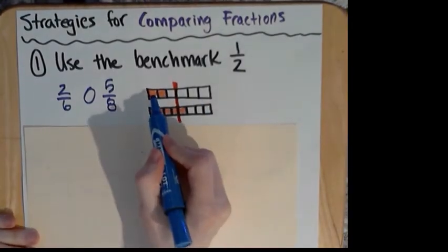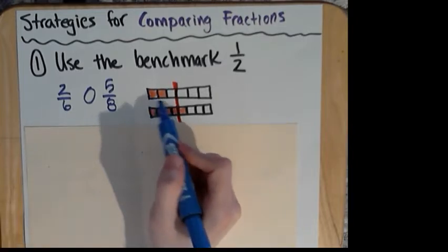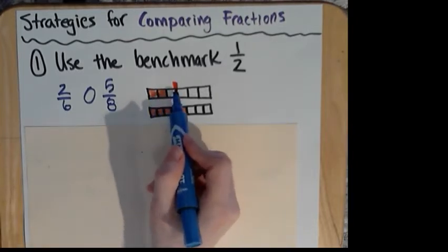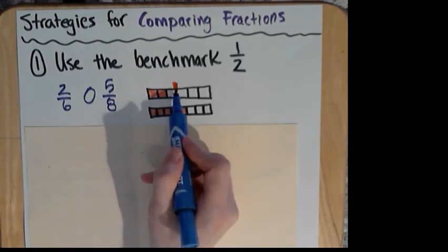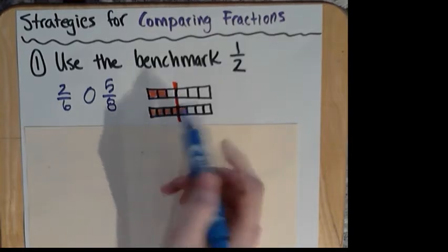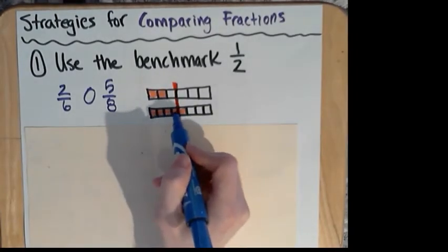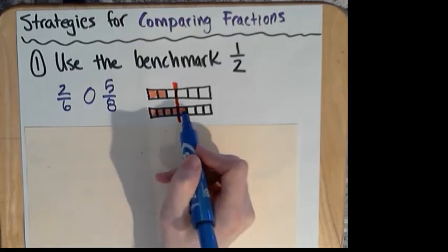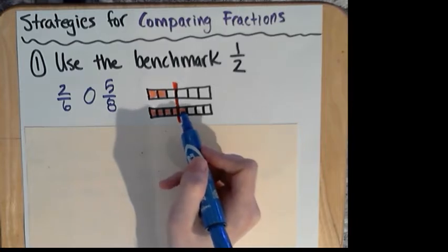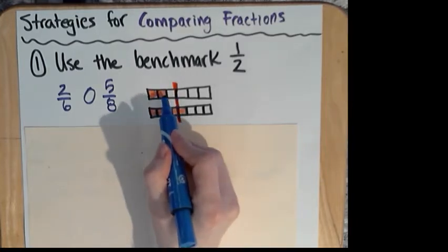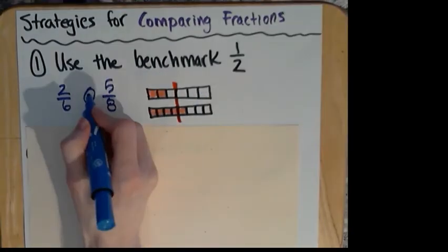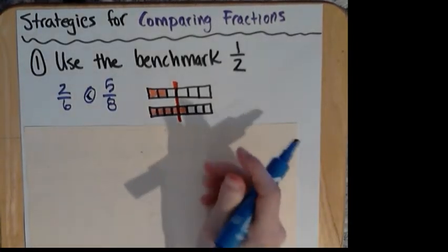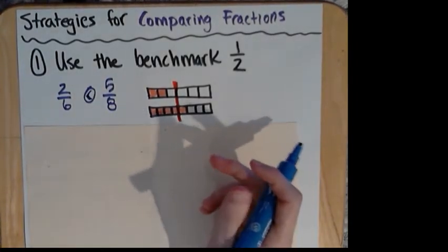So looking at this, I know, okay, if I need an equivalent fraction to 1/2, I need 3/6. I need 3 of these shaded. Well, we only have 2/6, and 2 out of 6 is less than 1/2. Now if we come down here, this one, 5/8, well, we only need 4/8, but we have 5/8. That's past 1/2. It's actually bigger than 1/2. So if we think in terms of 1/2, 2/6 is less than 1/2. 5/8 is bigger than 1/2. Because of that, that tells us that 5/8 is bigger than 2/6.